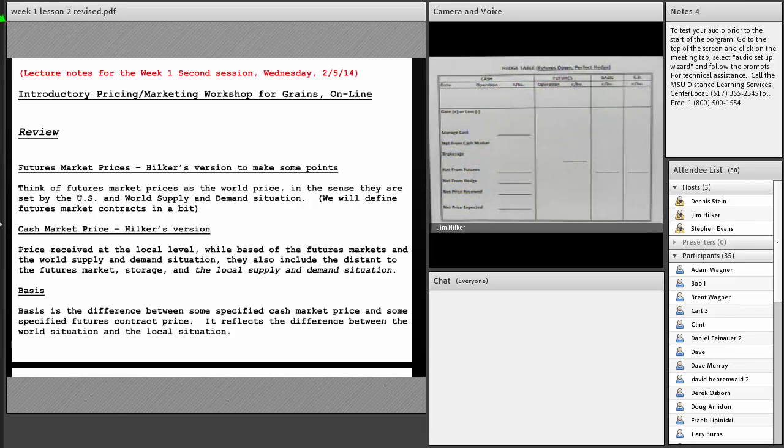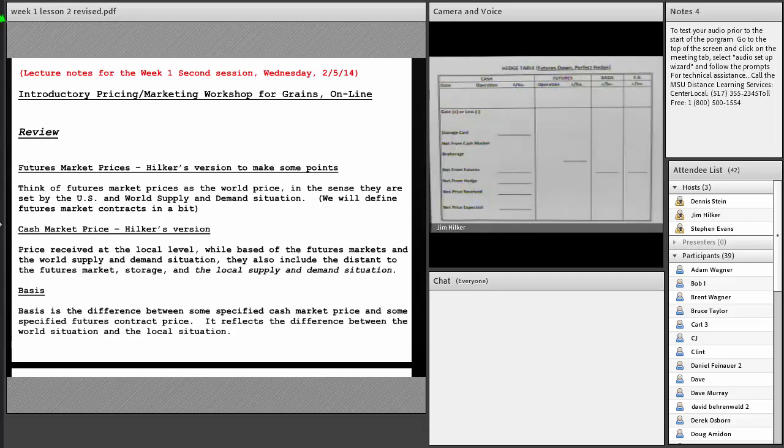Remember what we're looking at here? We're looking at futures prices. Think of futures prices as a world price. Then we have our cash price, as we talked about last time. That's the difference between the world price and your local price, and this is reflected in the basis as shown here. And these were all in your last readings.